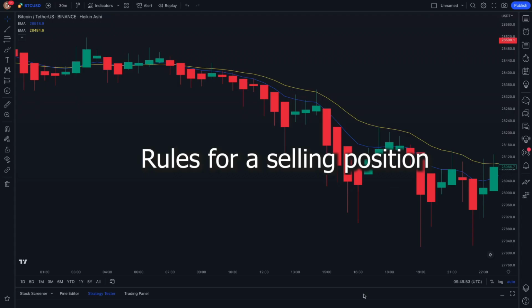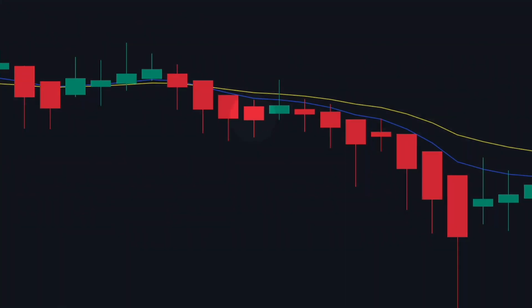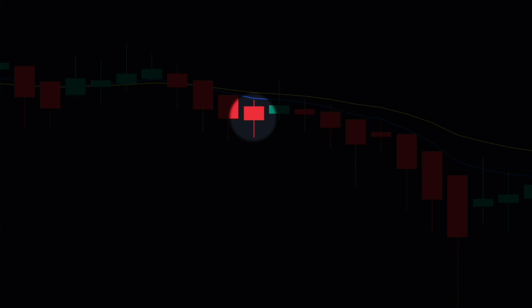Rules for a selling position. To enter a sell position, the conditions are the same but from the opposite side. First, we wait for the EMA to cross, specifically where the 9th EMA crosses below the 18th EMA. After that, we should observe at least one Heikin Ashi candle with a bearish trend that closes completely below the EMA after the crossover. Once this condition is met, we expect a pullback.